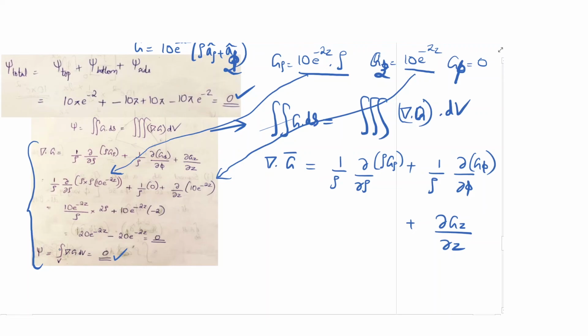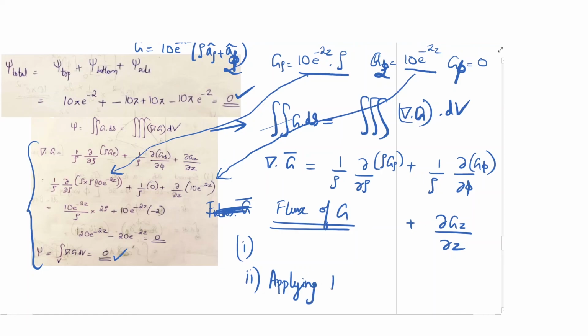So in this problem, they have given a vector, say G, and you are trying to calculate the flux of G. You calculated the flux of G in two methods. The first method was to calculate the flux corresponding to each surface and add up. It's a lengthy method. The second method was applying the divergence theorem. When you applied the divergence theorem, it was very simple and you got the answer in two steps.